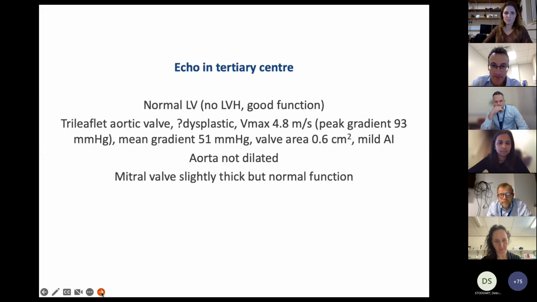She has an echo when she's admitted, which describes a left ventricle that doesn't look hypertrophied and has good systolic function. She has an aortic valve, which is described as dysplastic, but probably trileaflet, with a peak velocity of 4.8 meters per second, so equivalent to a peak gradient of 93, mean gradient of 51, and a calculated valve area of 0.6. Mild aortic incompetence, an undilated aorta, and a slightly thickened but normal functioning mitral valve.